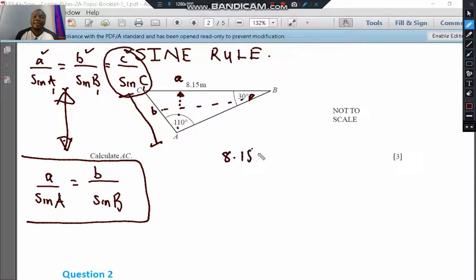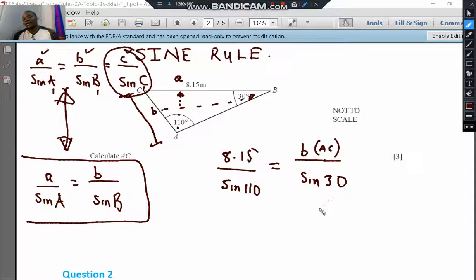If we do that nicely, your a would be 8.15 over sine A. Now the angle that is opposite 8.15 is sine 110, equals the small b, which would be the one that is opposite the given angle, our capital B, which is 30 degrees. We don't know it, they are calling it AC, so we just put b there, but you should know that's our AC. And then sine B is the angle 30.